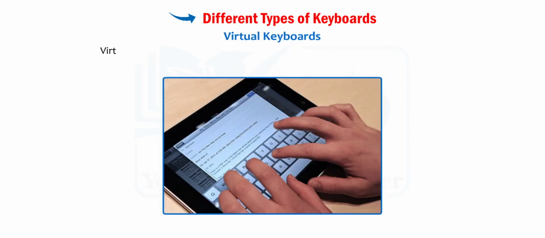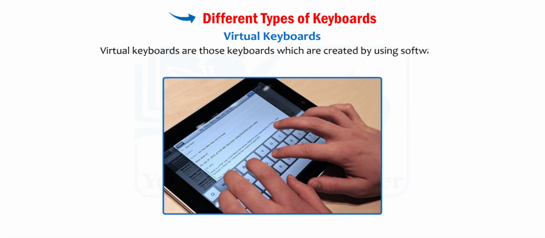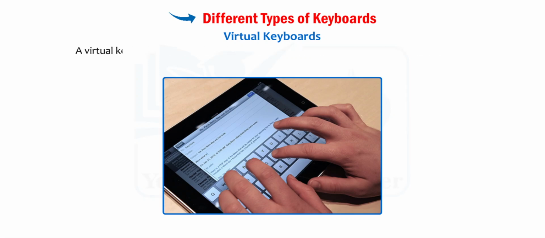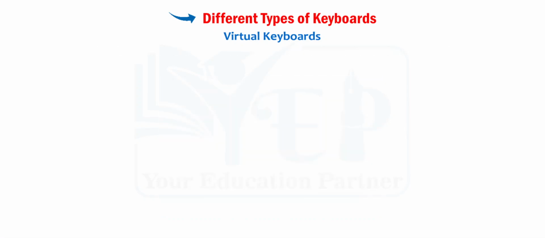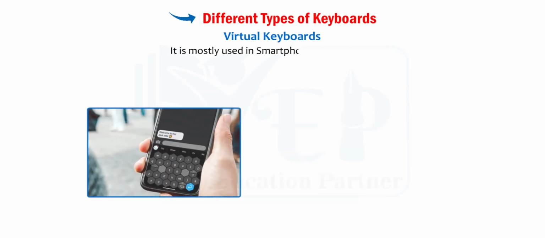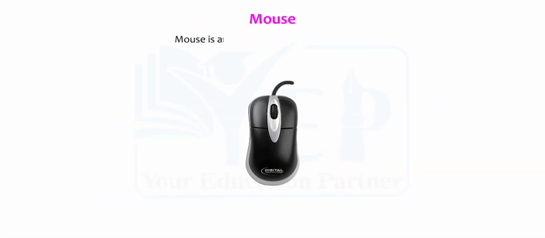Virtual keyboards. Virtual keyboards are the keyboards which are created by using software. A virtual keyboard allows a user to input characters without the need for physical keys. It is mostly used in smartphones and tablets. Mouse. Mouse is another widely used input device. It is also known as a pointing device.